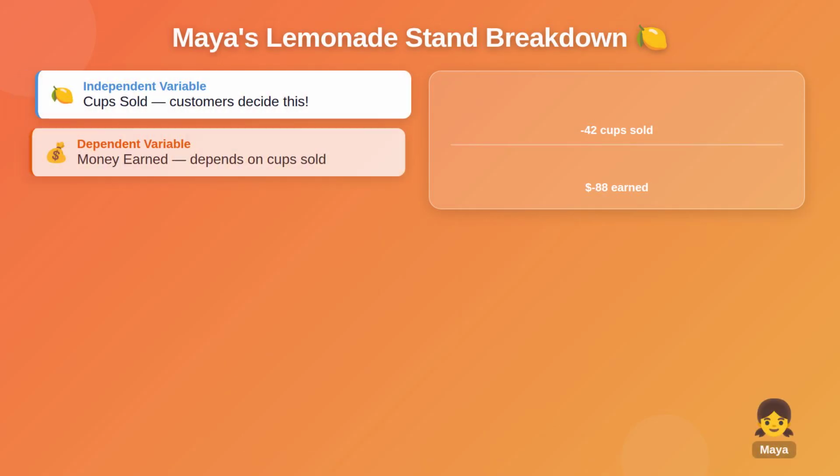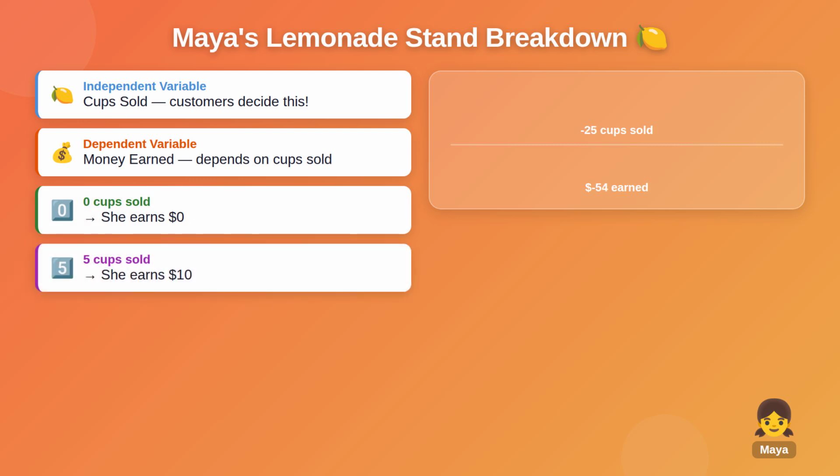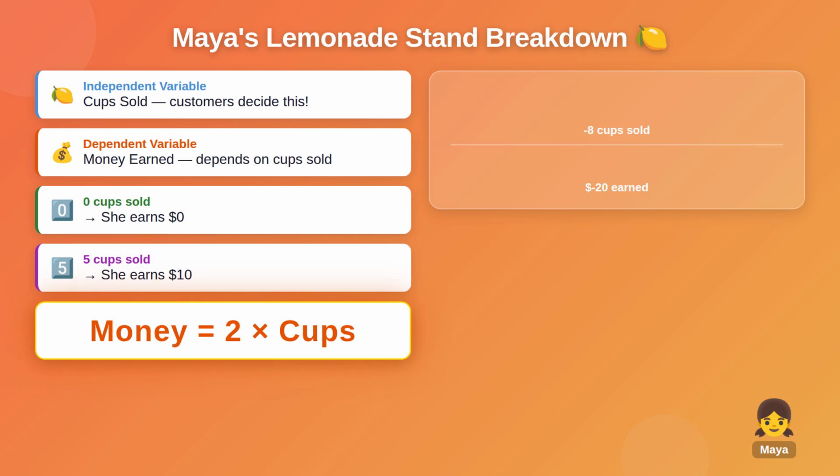Let's bring this back to Maya. She charges $2 for every cup of lemonade. The number of cups she sells is something she can't totally predict. Customers decide that. So cups sold is our independent variable. It changes on its own. But here's the thing. Her earnings depend on how many cups she sells.